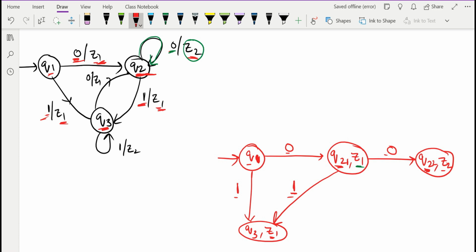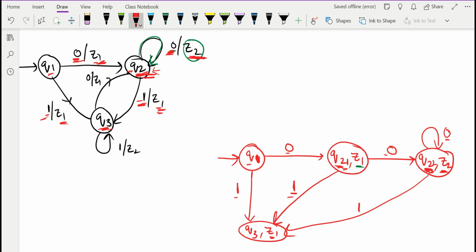For Q2 I will refer to this one only, and on 0 I am in Q2 with Z2. Now I can draw this loop. How? Because from this Q2 on receiving 0 I will have output Z2, so now I can draw the self loop. And from this Q2 on receiving 1 I am going to Q3 with Z1 output. Wherever this was going, I will go from here also. Now this is simple.